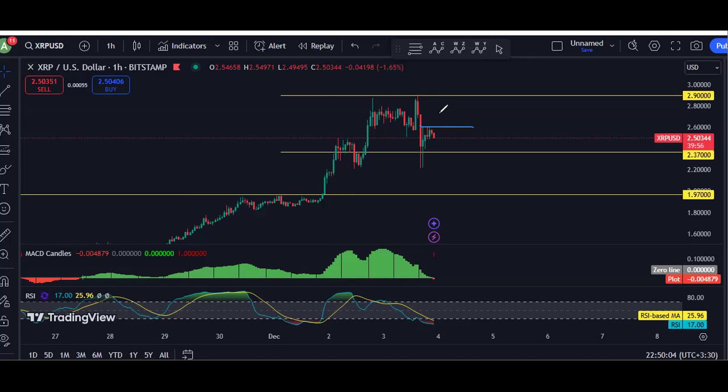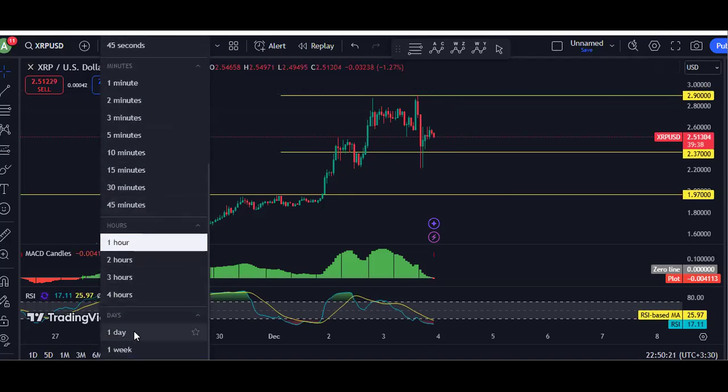But if the price tags and we see there is no continuation as a sharp move, or we see within the 2 hours there is no continuation, I will not keep the trade, because maybe the price consolidated for a longer time before we saw the breakout of 2.9.